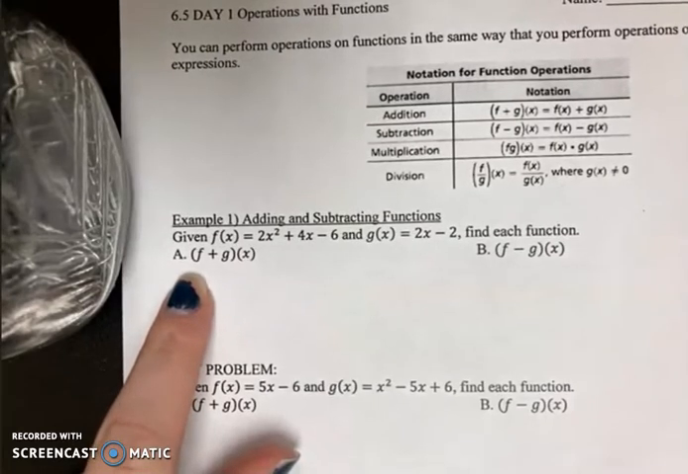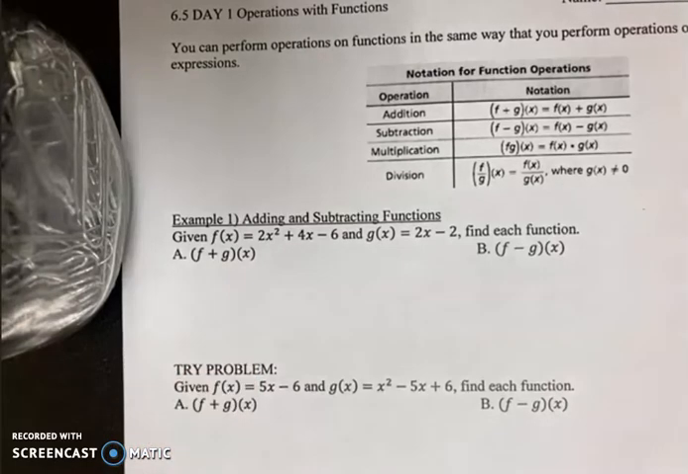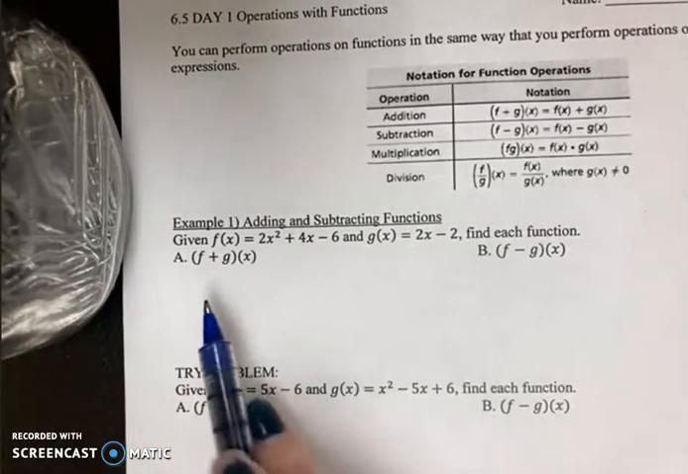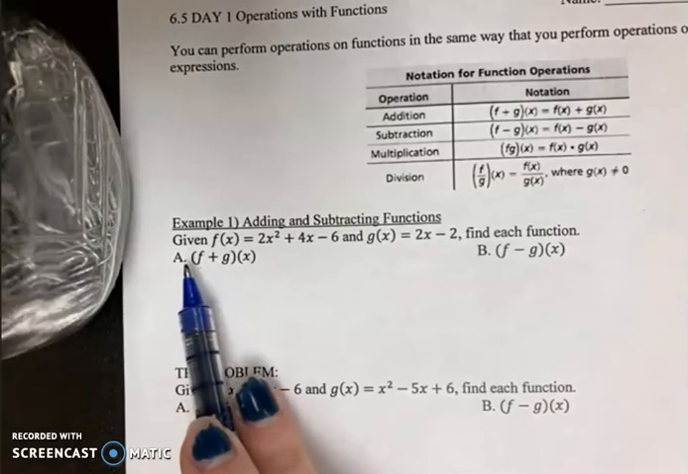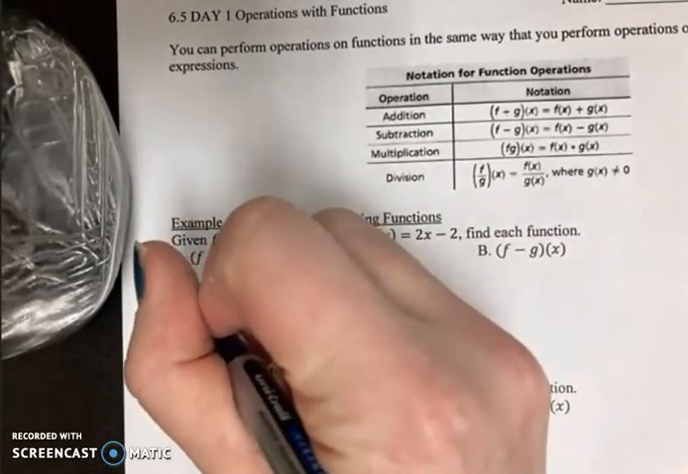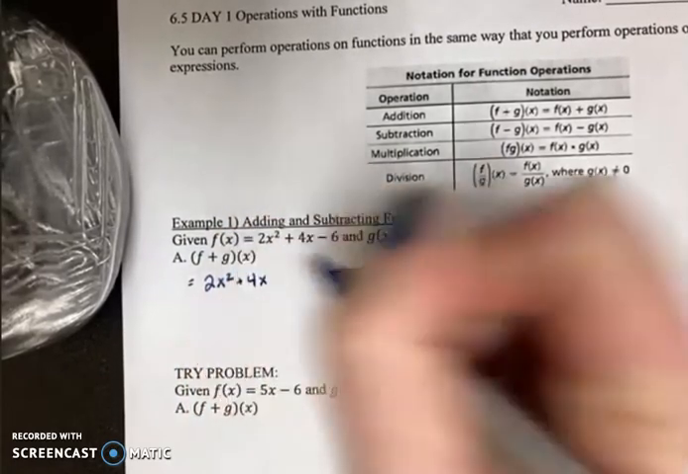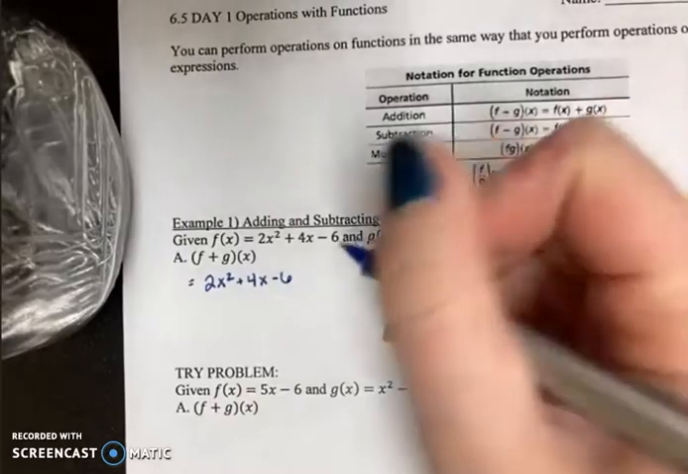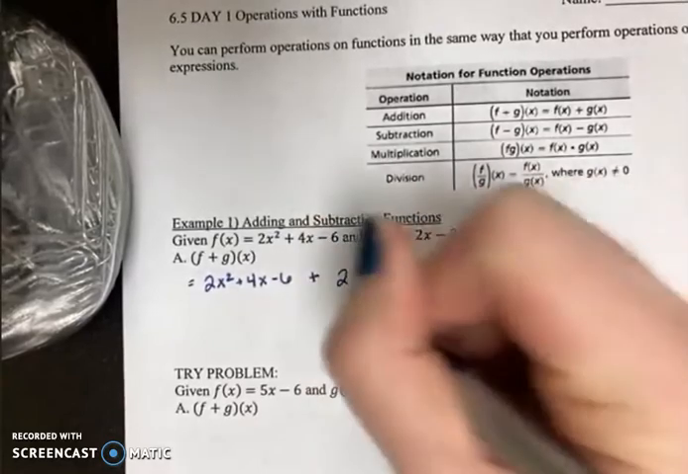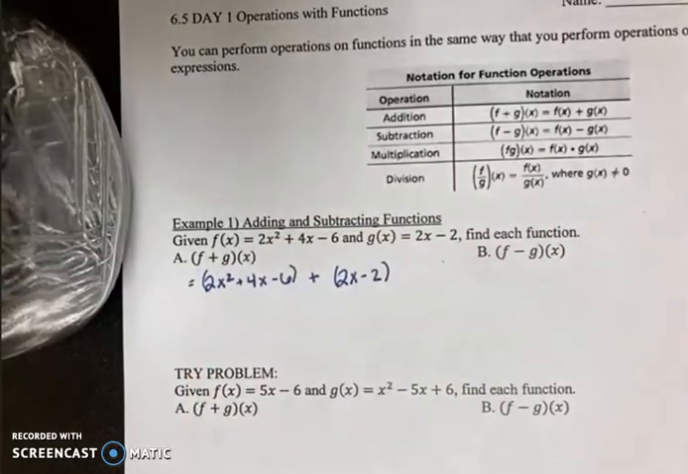Part A shows that we have function f plus function g in terms of x. That's how I would read that. The function that appears first is the one that I'm going to write. So f of x is 2x squared plus 4x minus 6, and I'm going to add my g of x function, 2x minus 2. I'm just going to put parentheses around those two to show you which function is which.